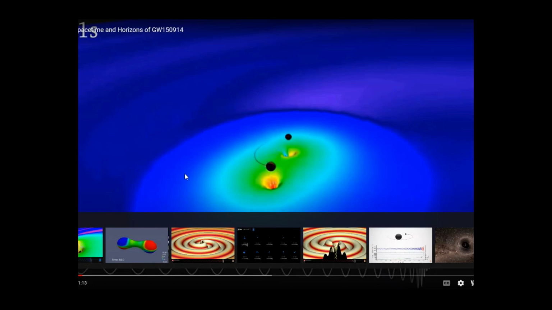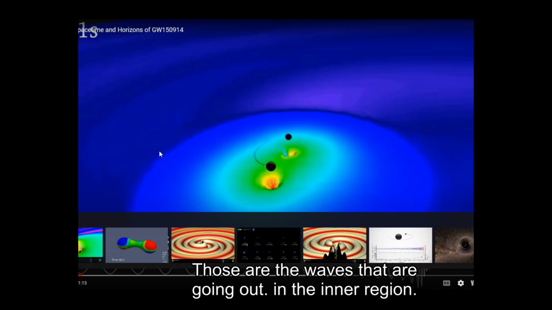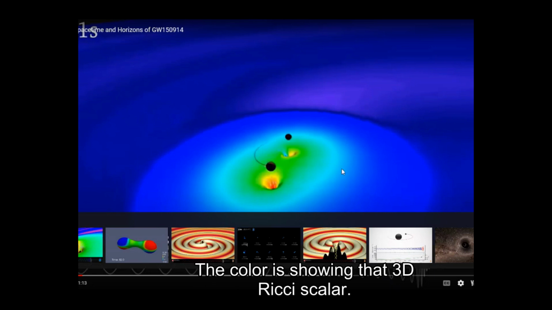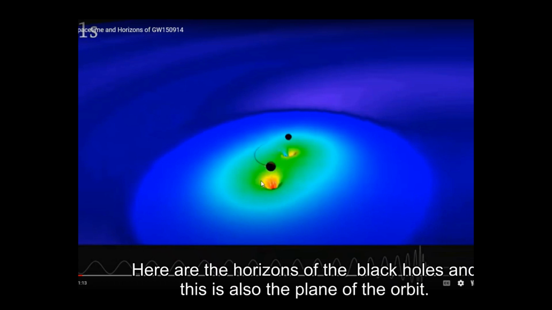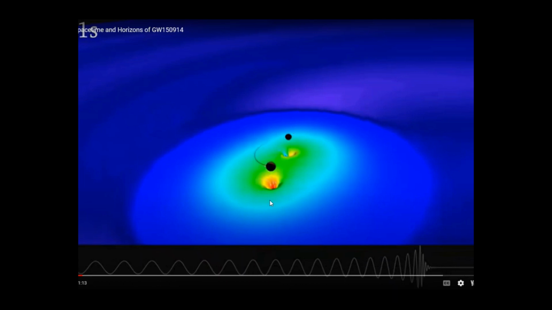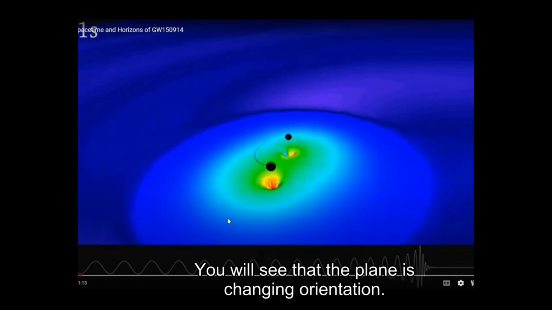In the outer zone, you can see these spiral-like strands. You could see it better in the earlier frames. Those are the waves that are going out. In the inner region, the color is showing the 3D Ricci scalar, the capital R that we have been using in our equations. And blue means small, red means large, of course. The two horizons here are the black holes, and this is also the plane of the orbit. You will see that the plane is changing orientation.